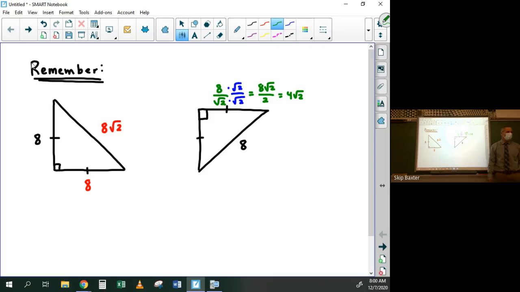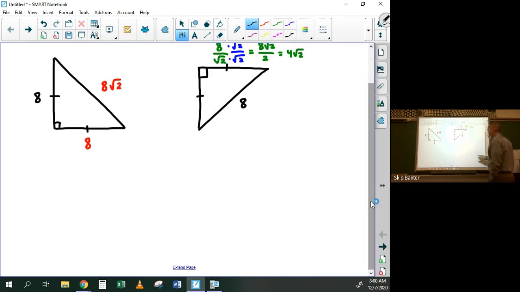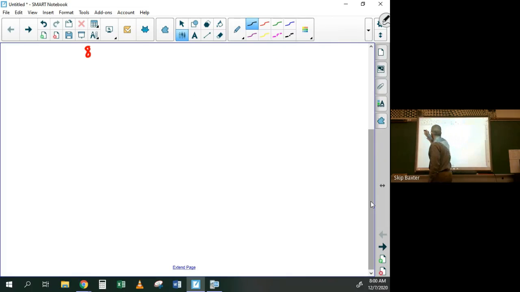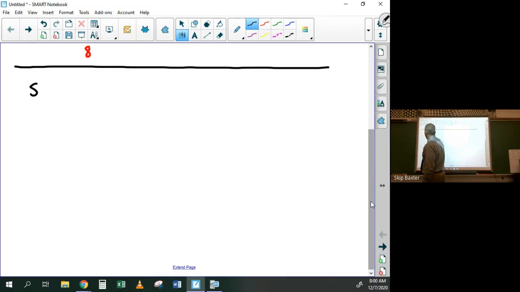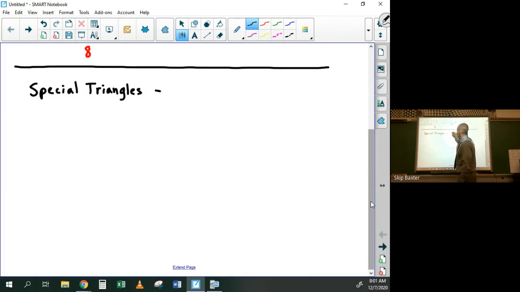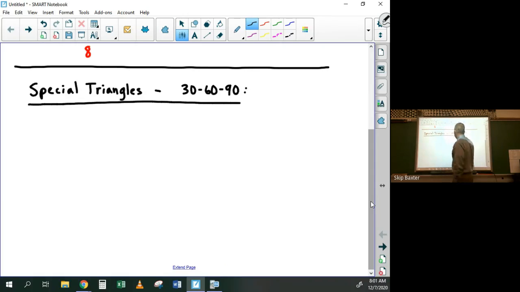Any questions about those? Okay, so today we're going to do kind of more of the same, but it's a different type of special right triangle. So today we're going to talk about special triangles. In particular, 30, 60, 90. Okay, 30, 60, 90 triangles. And this is referring obviously to the measures of the angles in the triangle.